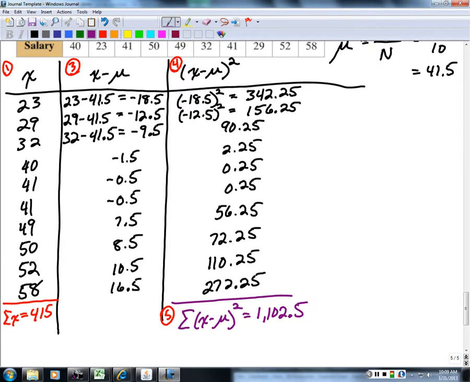Now I want to find the population variance. This is going to be my 6th step.